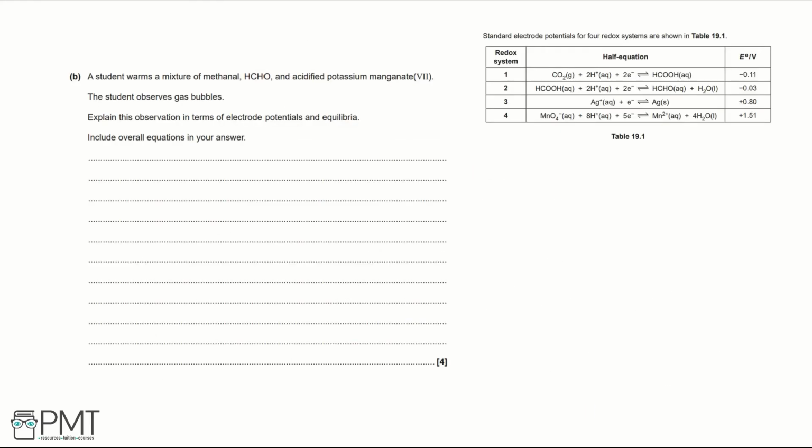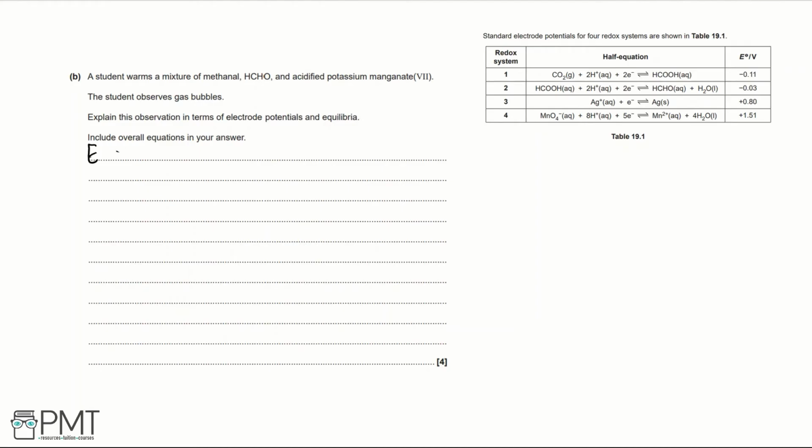Part B. A student warms a mixture of methanol, HCHO, and acidified potassium manganate 7. The student observes gas bubbles. Explain this observation in terms of electrode potentials and equilibria. Include overall equations in your answer.